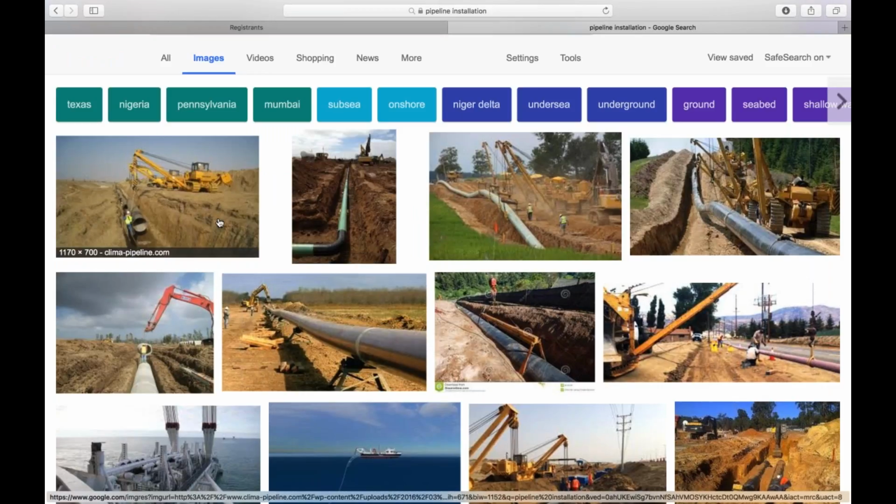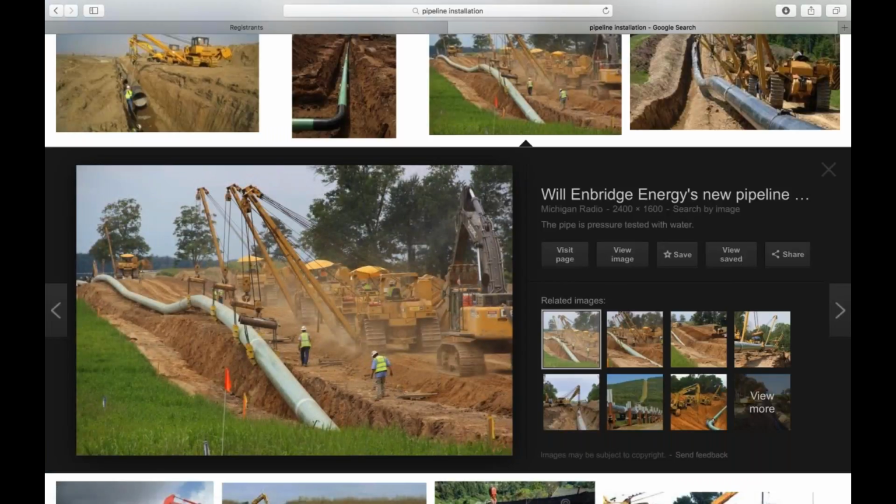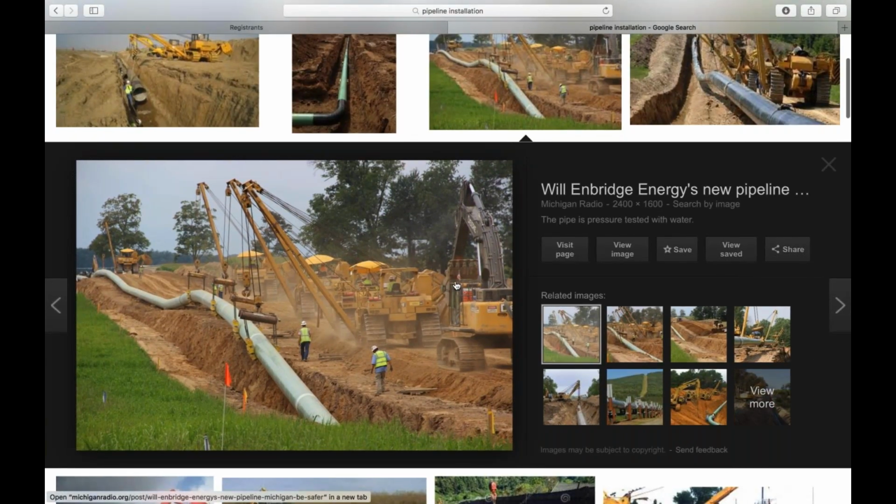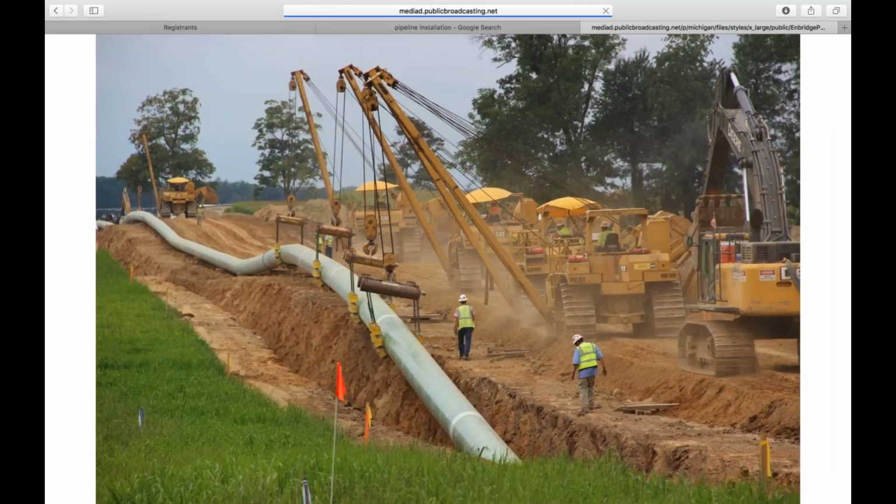Okay, so let's say that we have something going on like this, right? Like a pipeline installation project. Okay, I want you to remember this, right? Whenever we're working on a pipeline installation process like this, it's all per the work order, right? The job order.